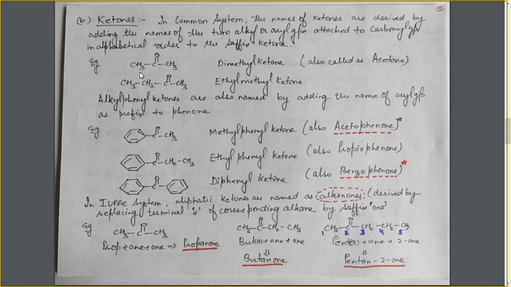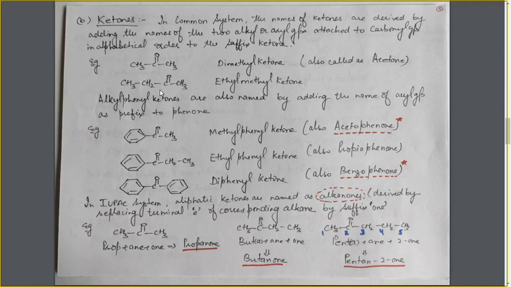Let's take this example. On this carbonyl group, there are two methyl groups. So we will place the names of the two alkyl groups present on this carbonyl group before the suffix ketone. This suffix ketone indicates the C double bond O group, and the names of the two alkyl groups will be placed before this suffix ketone. As the two groups are the same, that is methyl group, the name becomes dimethyl ketone. It is also known as acetone, a very important name.